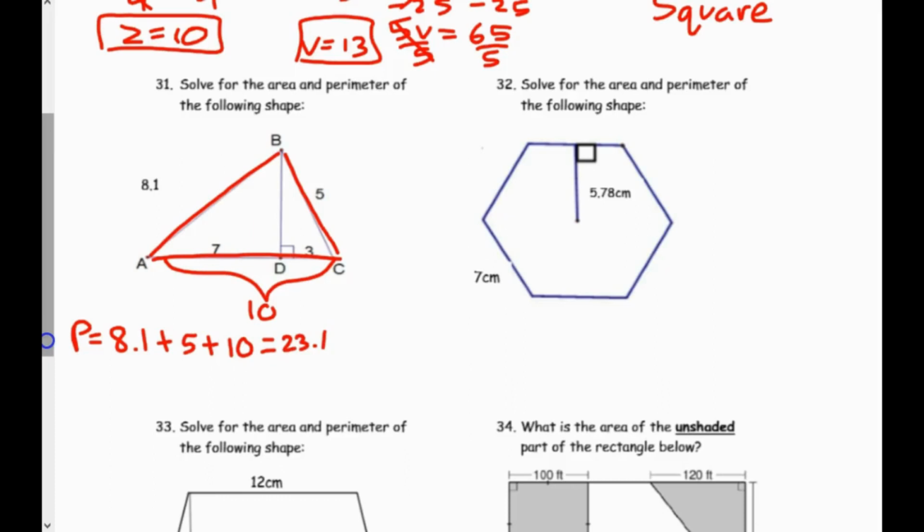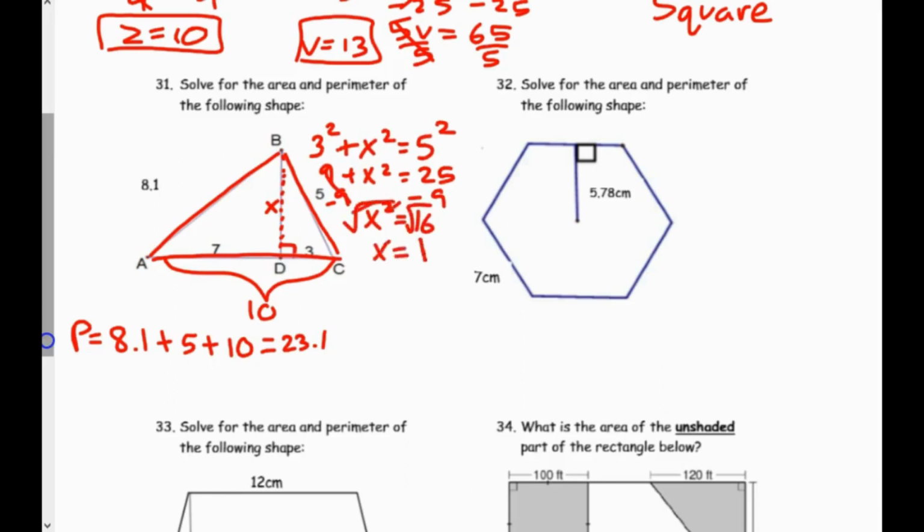And then we're missing this height right here. So I'm going to use Pythagorean theorem with 3 and 5. Okay? 3 squared plus x squared equals 5 squared. 9 plus x squared equals 25, minus 9, 16, and the square root of 16 is 4. And if you remember, this is a Pythagorean triple. 3, 4, 5, right triangle. So, for area, we should know it's base times height divided by 2. The base is still 10. The height we just figured out is 4, and divide by 2, which gives us 20.